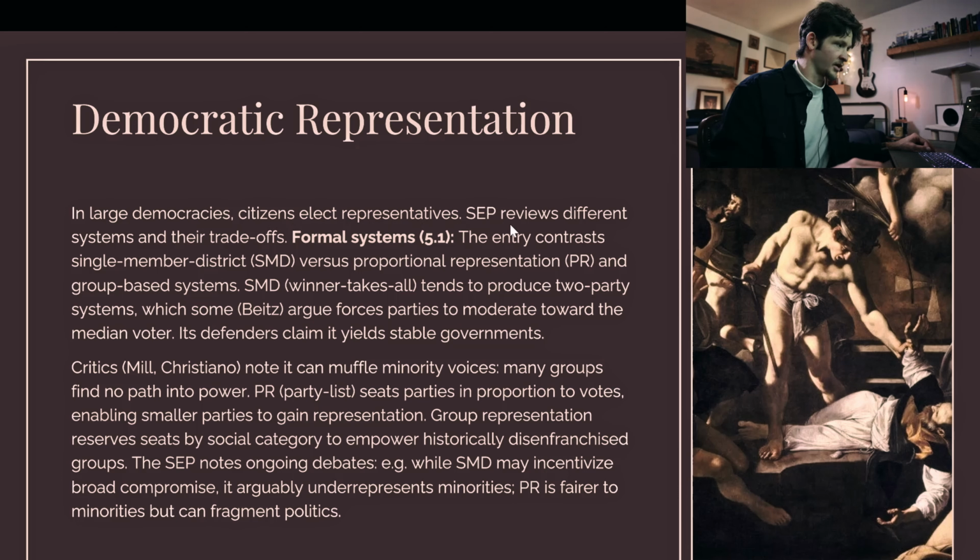So the SEP reviews different systems and their trade-offs. Formal systems: the entry contrasts single-member district versus proportional representation, and group-based systems. SMD, winner takes all, tends to produce two-party systems, which some argue forces parties to moderate toward the median voter. Its defenders claim it yields stable governments. Critics, such as Mill and Cristiano, note it can muffle minority voices. Many groups find no path into power.